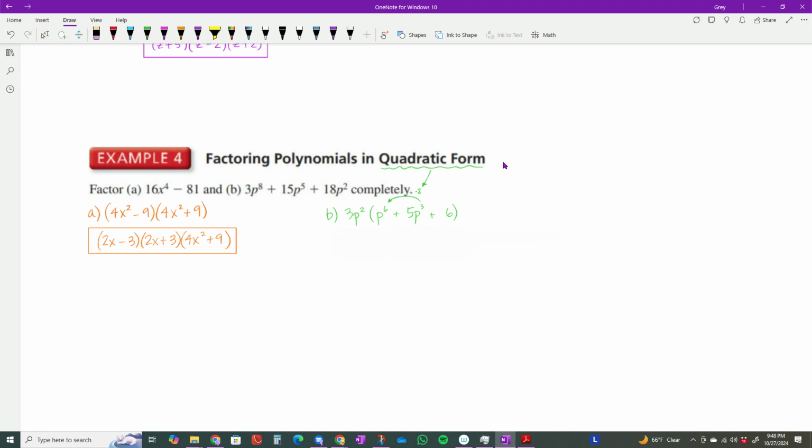I'm going to carry down my 3p squared, and p to the 6th. Remember, if this was p squared and that was p, then I would have p and p. So now I'm just going to put p cubed and p cubed. I'm looking for the factors of 6 that add up to 5, so that's plus 3 and plus 2. And those are cubes, but 2 and 3 are not perfect cubes, so this is as far as I can go. And that's all we have for factoring.